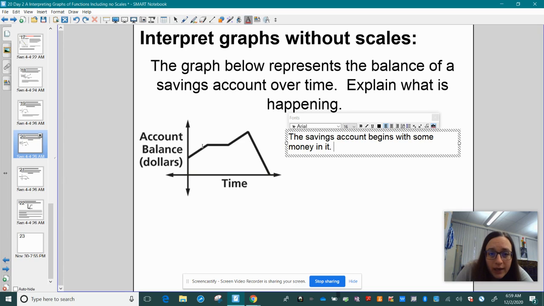All right, and then it's going up. It then slowly increases in money. That sounds weird.